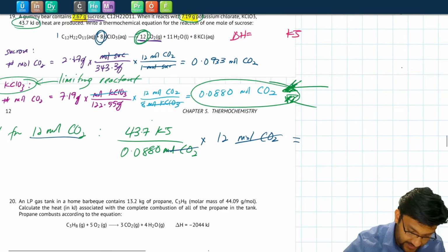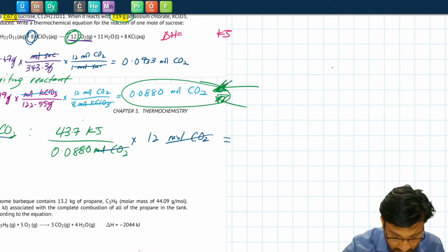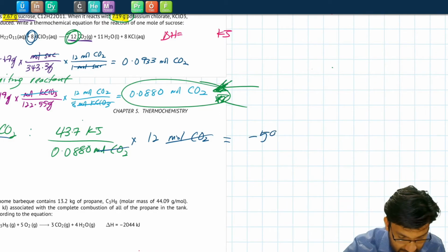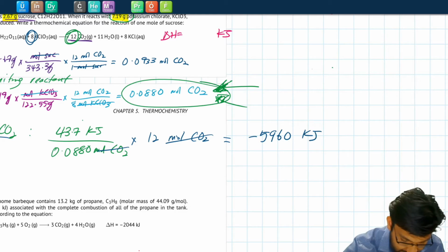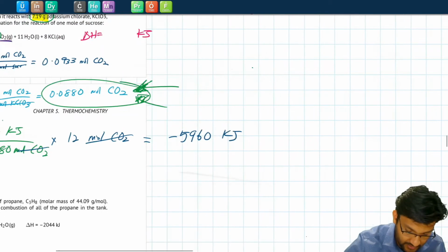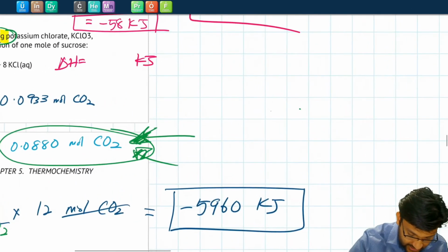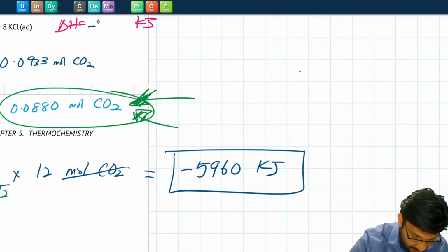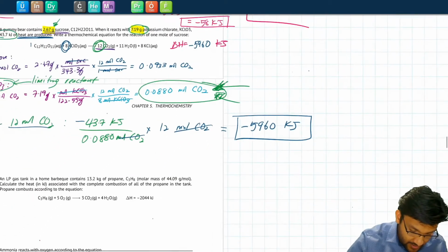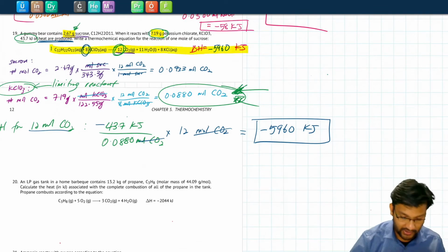And so the delta H value that we end up with is going to be negative 5960 kilojoules, negative because heat was produced, so it's exothermic. So to complete this delta H reaction, we get minus 5960 kilojoules. So let's highlight this entire thing as the thermochemical equation.